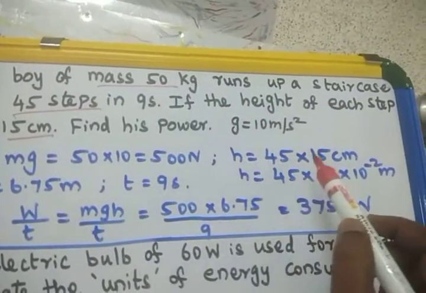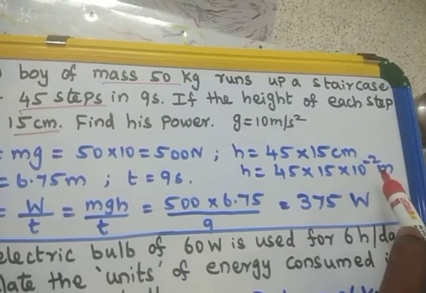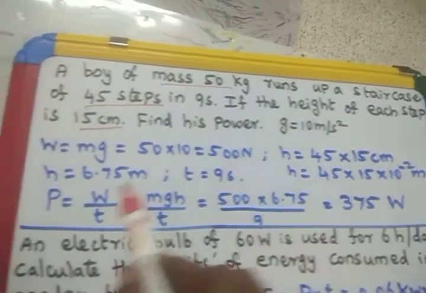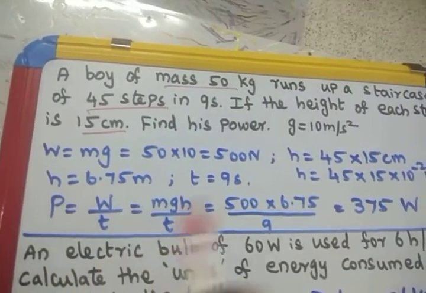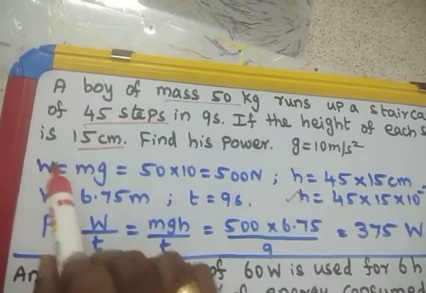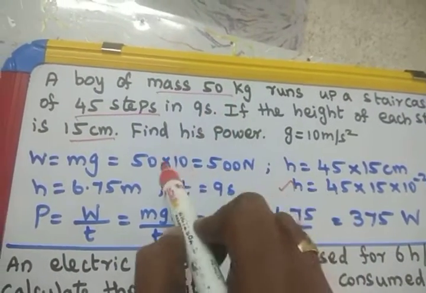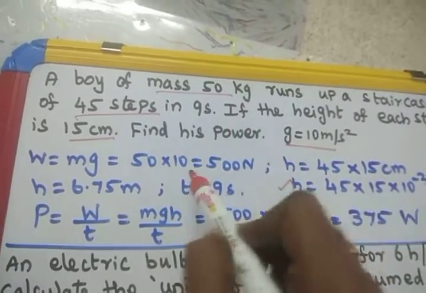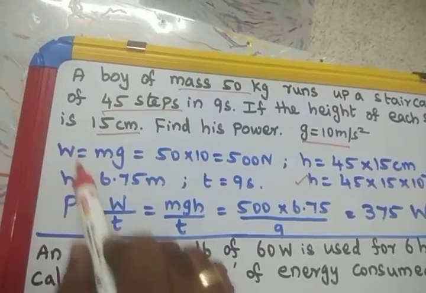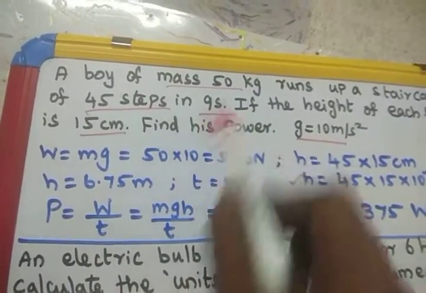The total height is 45 into 15 centimeter. The centimeter can be converted into meter by multiplying by 10 power minus 2. So 45 into 15 into 10 power minus 2, we get 6.75 meter. So the height is equal to 6.75. The boy's weight is mass into acceleration due to gravity. Mass is 50 kg and acceleration due to gravity is 10 meter per second square. That is 500 Newton. Then the time taken is 9 seconds, already given in the question.